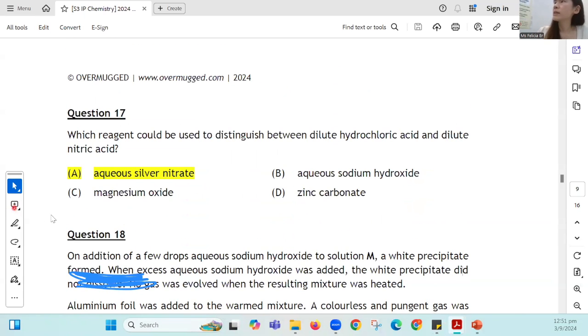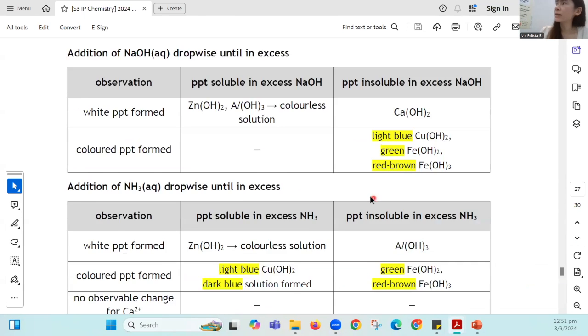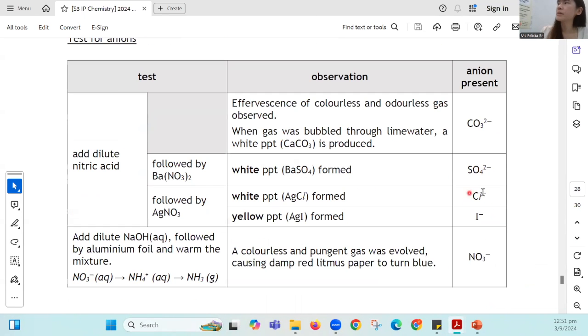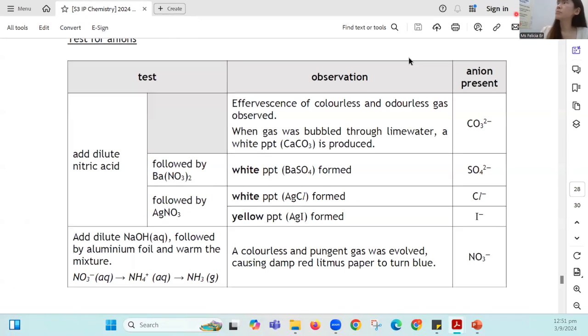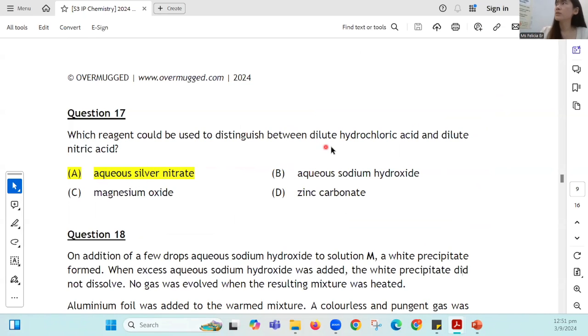Okay, so for question 17 here, which reagent could be used to distinguish hydrochloric acid and nitric acid? So you can go by chlorides, because remember, we actually learned how to test for chlorides, right? Which is the test for anion table. So you can use silver nitrate, because silver with chloride will form an insoluble salt, which is the precipitate. So that's why you use silver to react with chloride. So you can write down silver with chloride, you can form AgCl, which is the precipitate. Yep, so that's how you test for the presence.